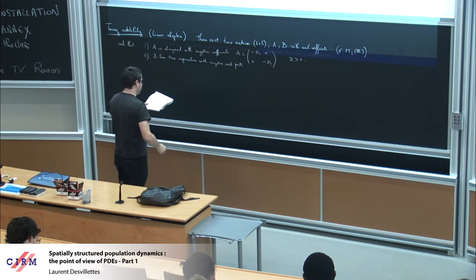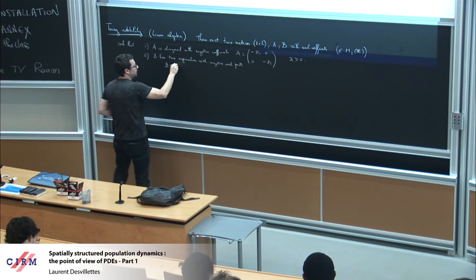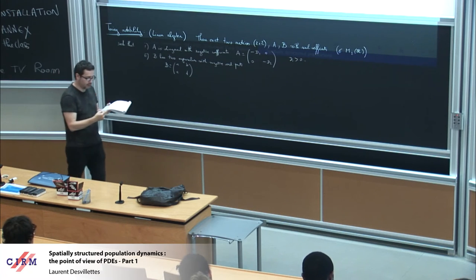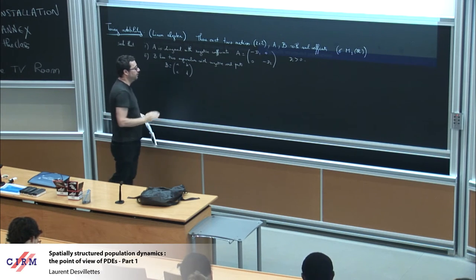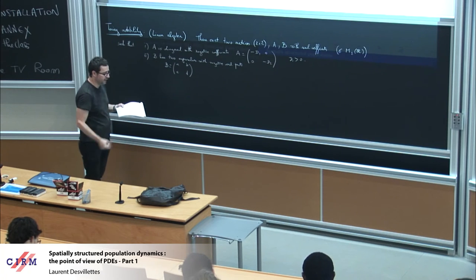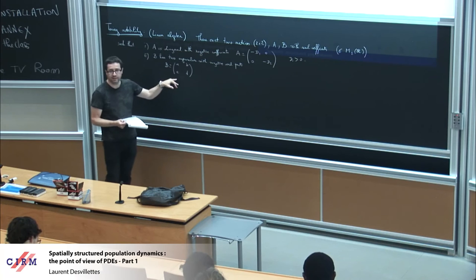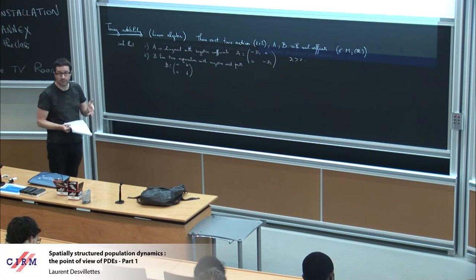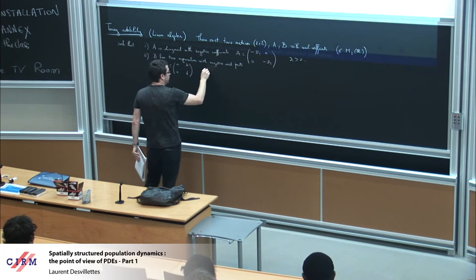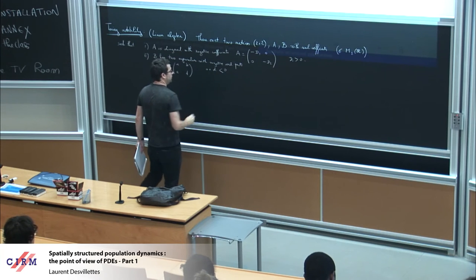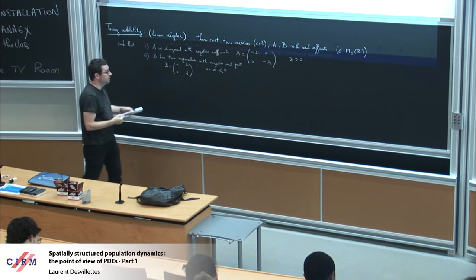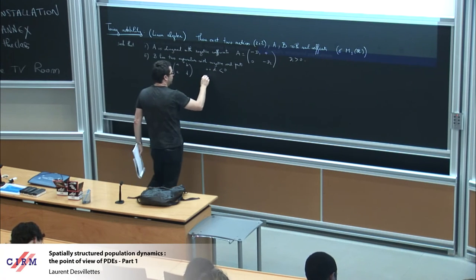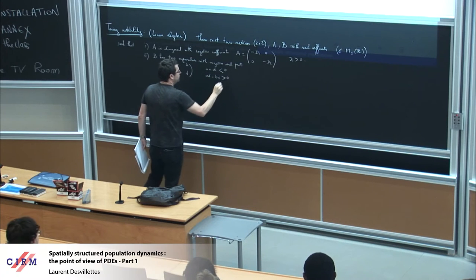So this means the following. You have B equal to the matrix a, b, c, d, like this. And to say that B has eigenvalues with negative real parts can be seen on the trace and the determinant of B. So the trace has to be negative. So you have a plus d, which is strictly negative. And the determinant has to be positive because it's the product of the two eigenvalues. So you have ad minus bc, which is strictly positive.